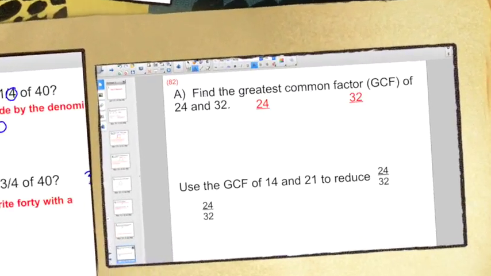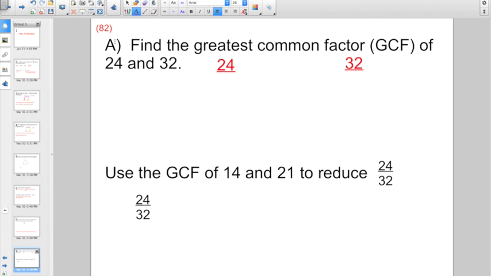Okay, one coming at us from lesson 82. Find the greatest common factor, the GCF, of 24 and 32. So let's start off listing factors. Always start off with the easy one. We got 1 times 24. Hey, it's even, so I know I got to use 2. 2 times 12. 2 plus 4 equals 6, so that means 3 would have to be a factor. 3 times 8. And let's not forget our last one. We have 4 times 6. Those are factors of 24, right?